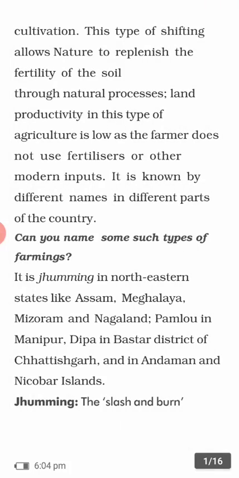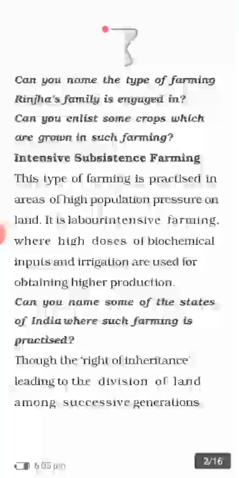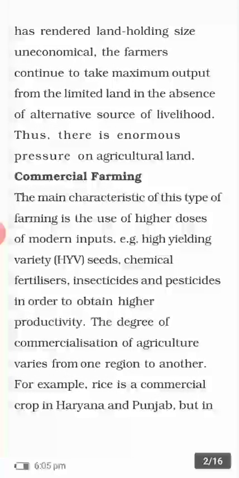Now we will be taking commercial farming. So students, commercial farming means the farming that is actually used for the purpose of commercialization. Here we do agriculture for the purpose of commercialization. We sell our produce in the market. In this type of agriculture, the farmer actually uses HYV seeds. These are called high yielding seeds, and chemical fertilizers, insecticides, pesticides, in order to get the higher produce.